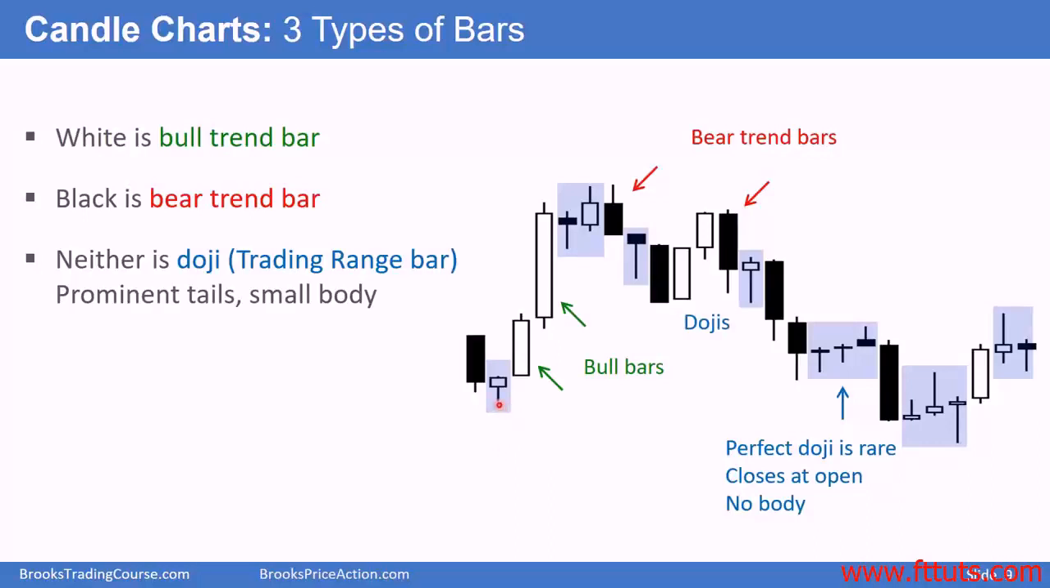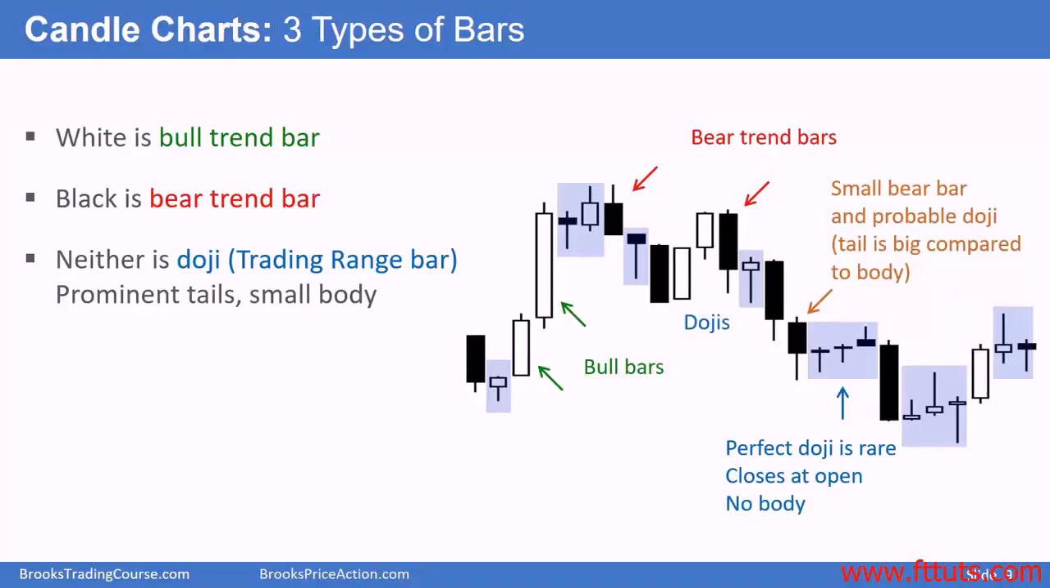So any small bar where the body is maybe half the size of the bar or less, I call it a doji bar. Because as I said, I use doji to refer to a trading range bar. And I think of all bars as either trend bars here, a bear trend bar, bull trend bars, or trading range bars here. So small bars, doji bars, bars with prominent tails are doji bars. Doji bars can be very big. If the body is small, I still call it a doji bar.